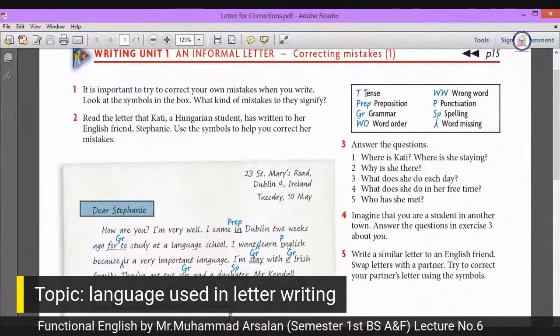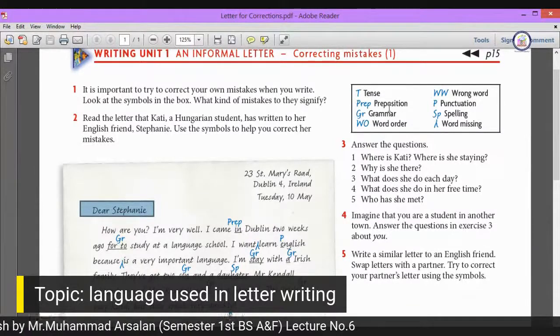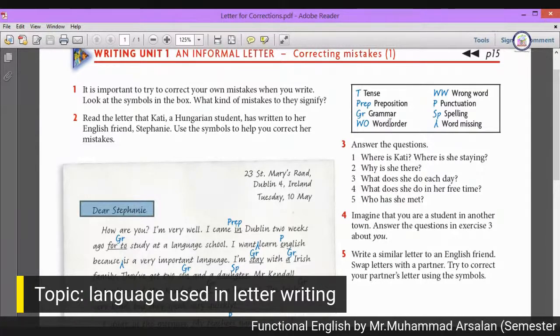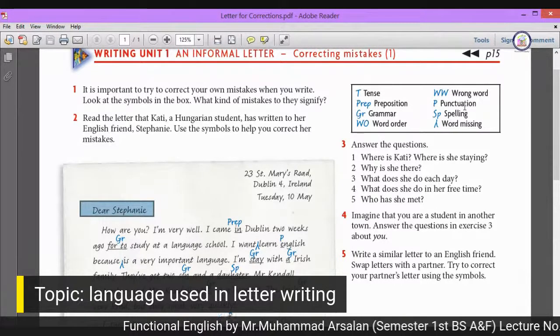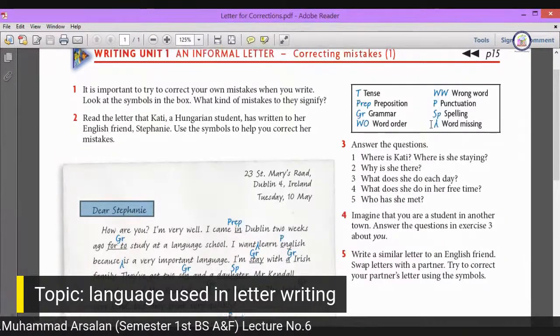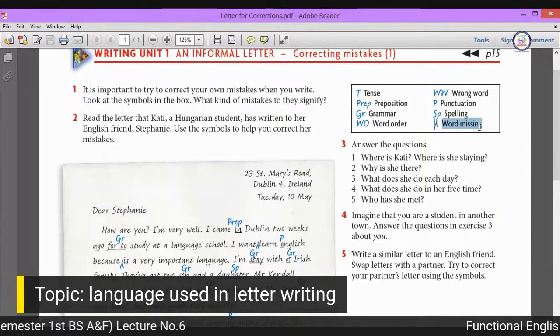If T is written, it means tenses. Prep is the preposition mistake. GR is the grammar. WO is word order. WW is wrong word. P is punctuation, SP is spelling, and this mark shows word missing.